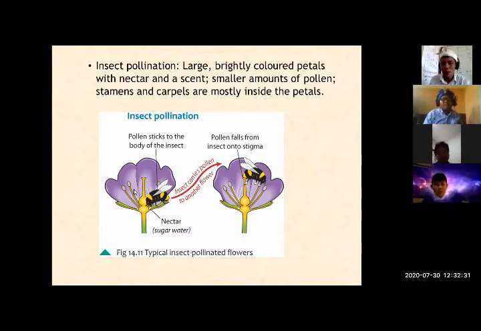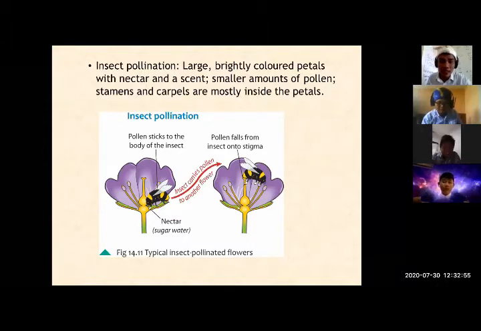Why do you think the bee would like to go to the flower? Anybody? Because she wants to kill the flower. She wants to kill the flower? Okay, good question, but it's not like that.